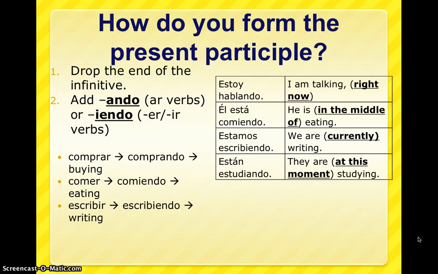So in English, in order to emphasize, we have to add extra words. So we might have to say, we're doing it right now, or we're in the middle of eating, or currently we are writing. Instead of adding these extra words in Spanish, they just conjugate the verb in the present progressive tense.